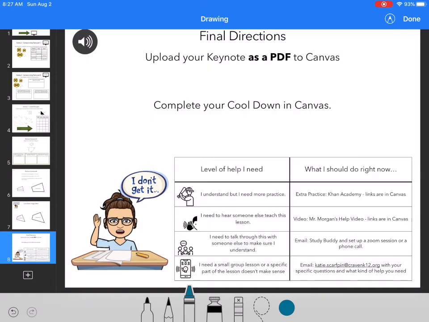And then if you need a small group lesson or a specific part of the lesson doesn't make sense, you're going to send me a specific email. I've got my email address here with the question and the help you need. And we can set up a time so that you and I in a small group can talk about this lesson. Make sure you upload the Keynote as a PDF and complete your cool down.